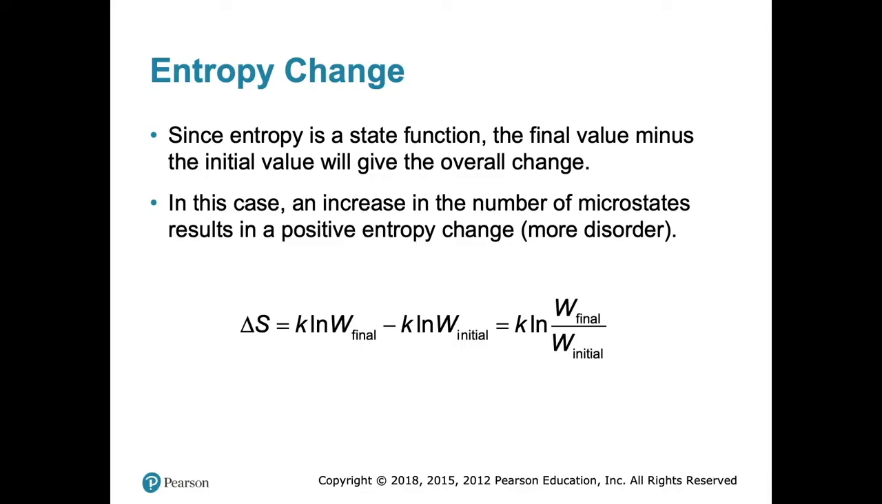So you can get the change in entropy here by doing the Boltzmann equation with the final minus the initial, right? And we can use the quotient rule here to get this, where now delta S is equal to the Boltzmann constant times the natural log of the final microstate divided by the initial microstate, right? So the microstate at the end divided by what it was at the very beginning. So this is how you figure out what the change in entropy is.